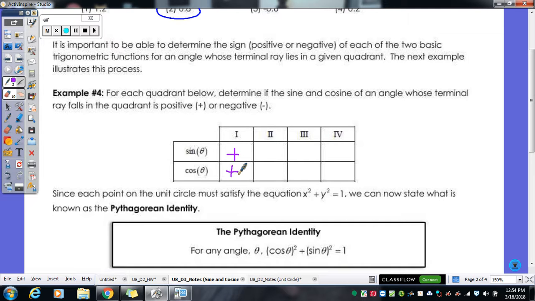How about for quadrant 2? Sine's positive, cosine's negative. Cosine is your x. Quadrant 3, both negative. And then quadrant 4, sine's negative, cosine is positive.